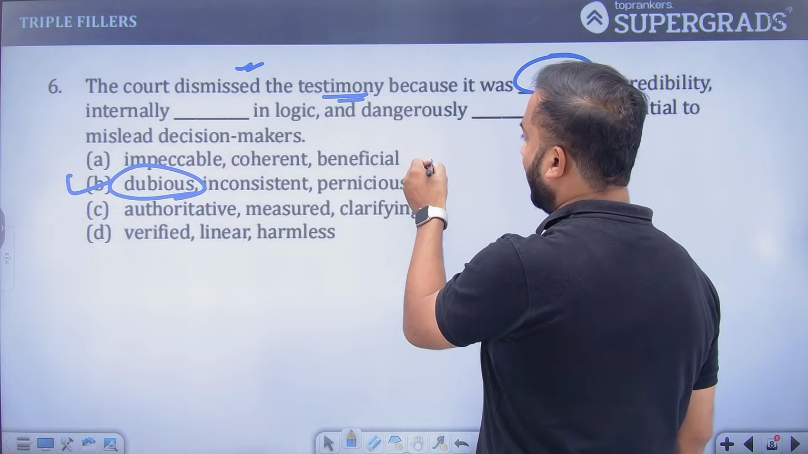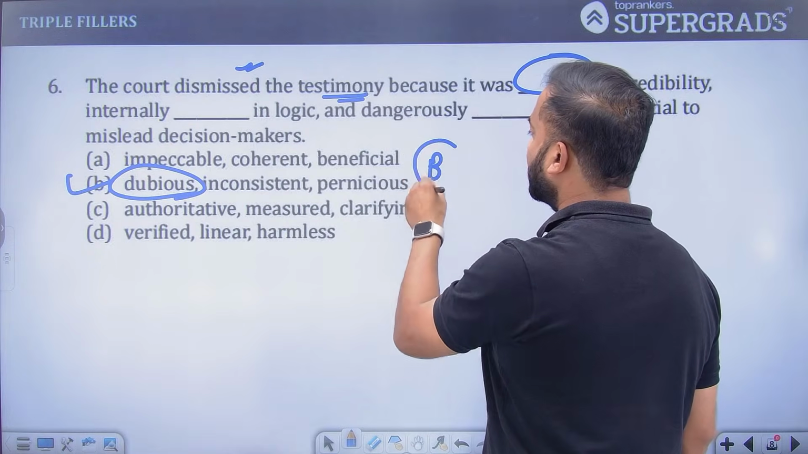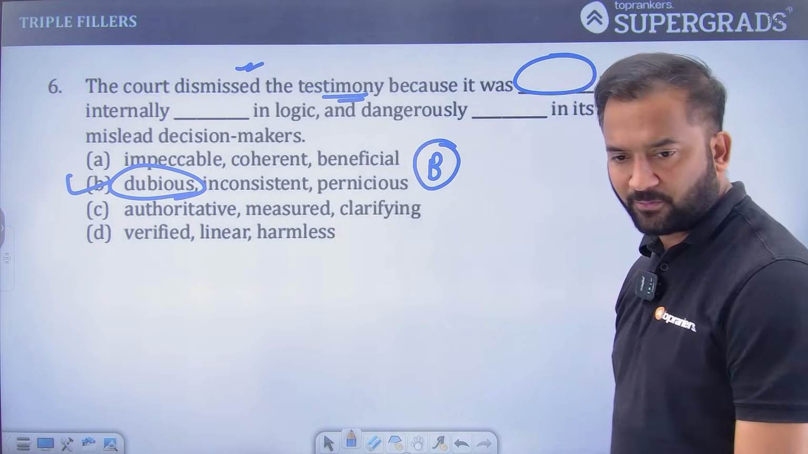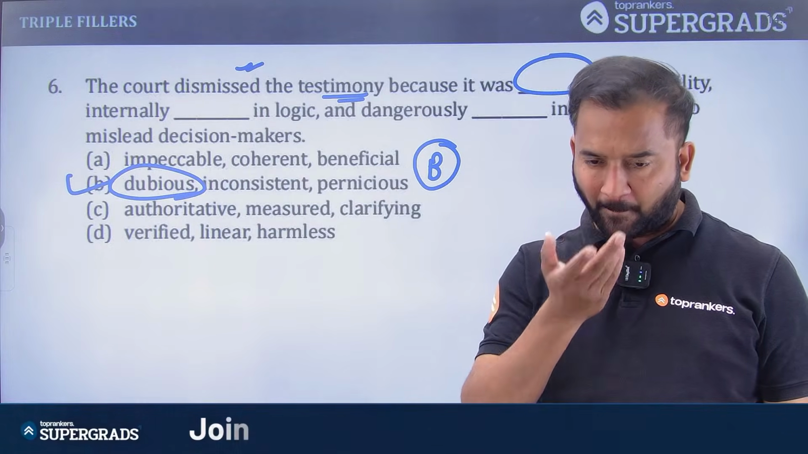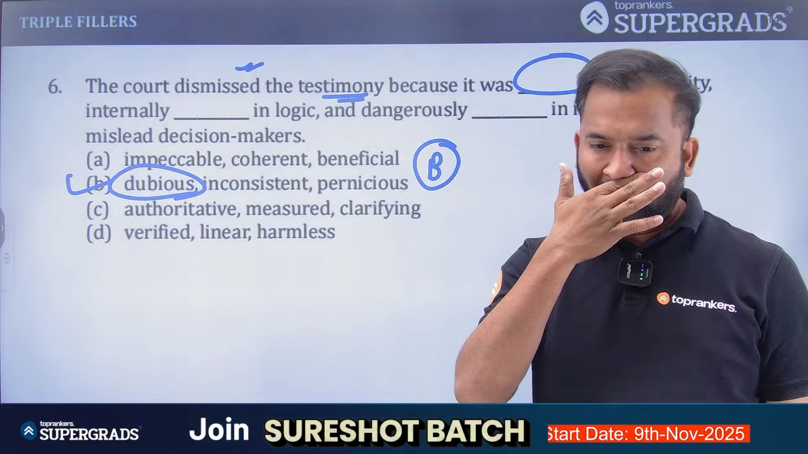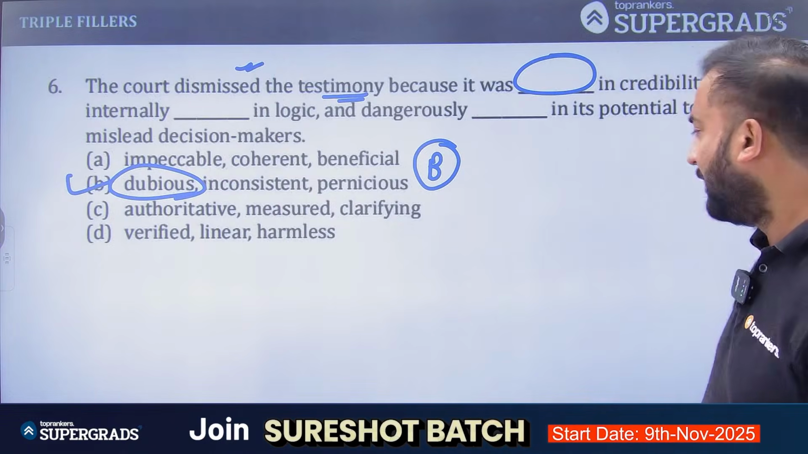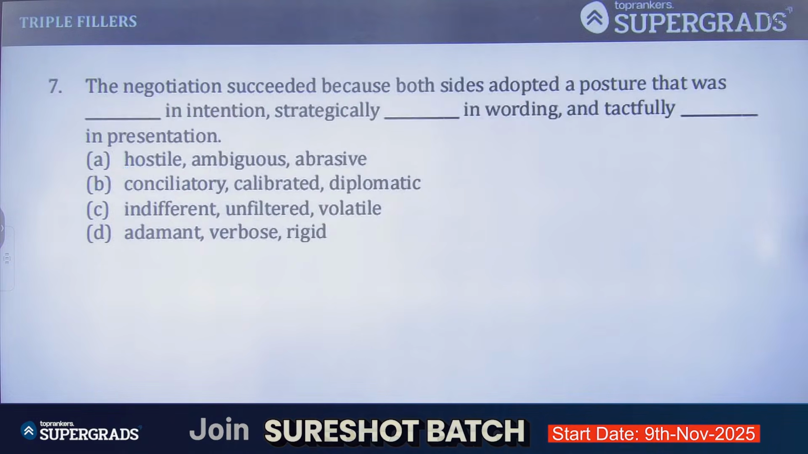And B is correct here. B is correct for question number 6. Okay? So I think Shivain has answered this question. So has Manthan. Okay? Correct answers, guys, for this one. Let's move to the next question quickly.